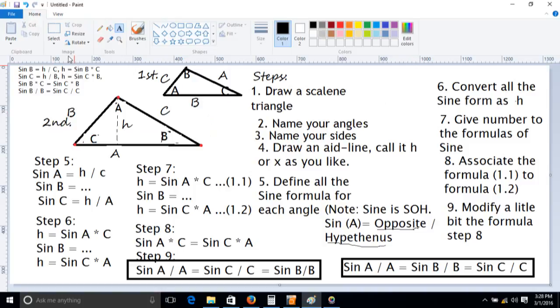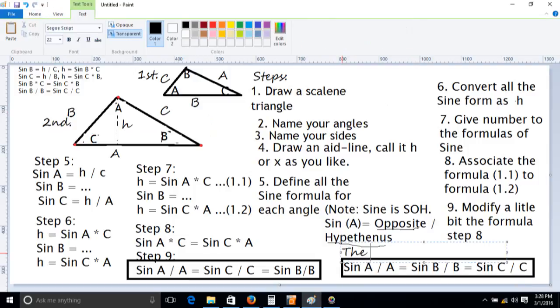So this is the final result of the proof.